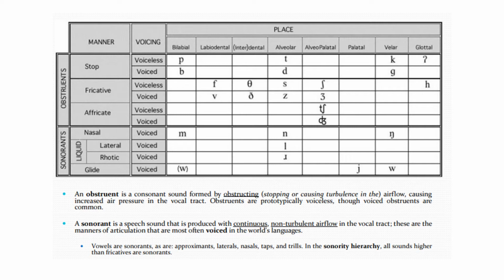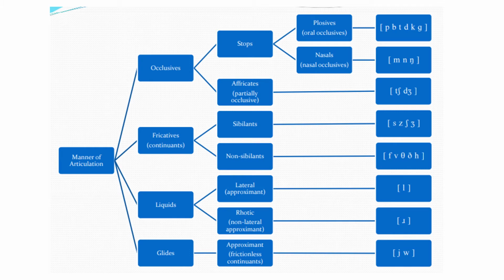For fuller explanation, here you are. So, manner of articulation of consonant sounds is divided into four: occlusives, fricatives, liquids, and glides. In occlusive, there are two types: stops and affricates, which are partially occlusive, and then stops itself consists of plosives and nasals. For plosives, as in the sound of p, b, t, d, k, g.